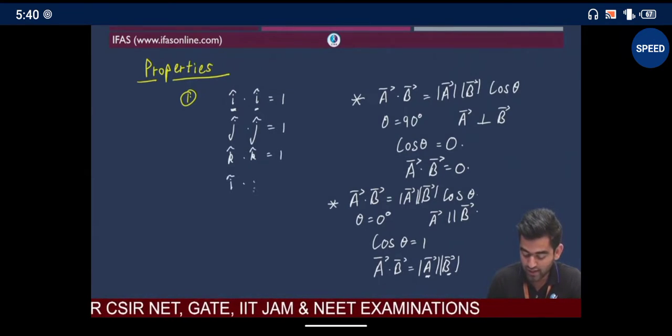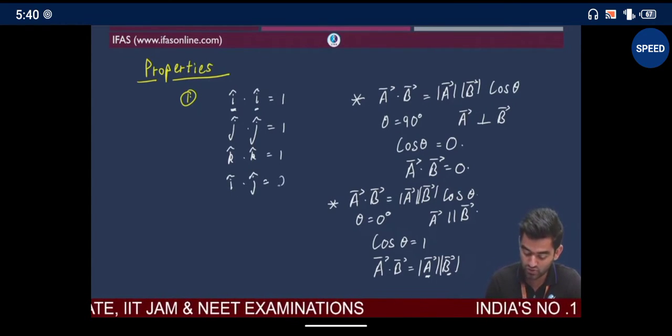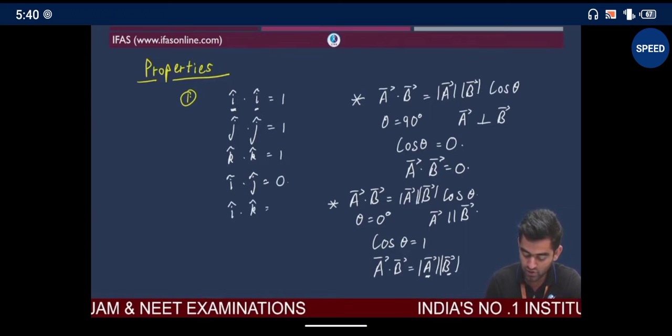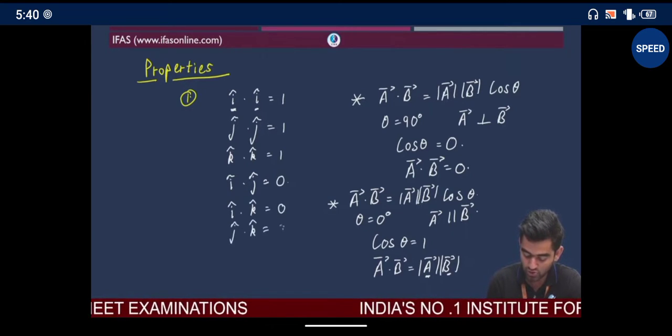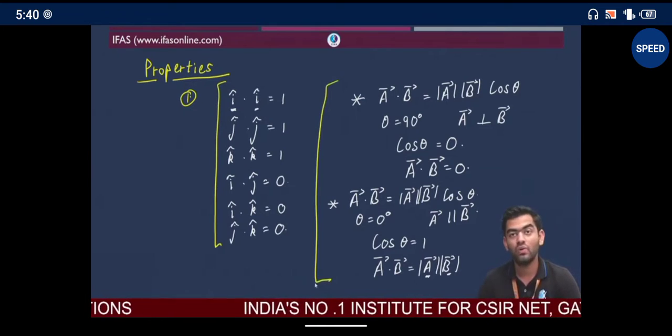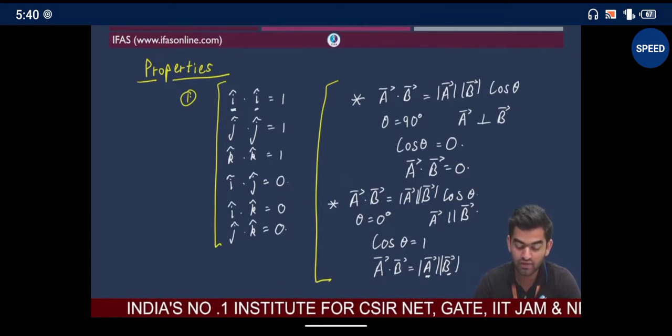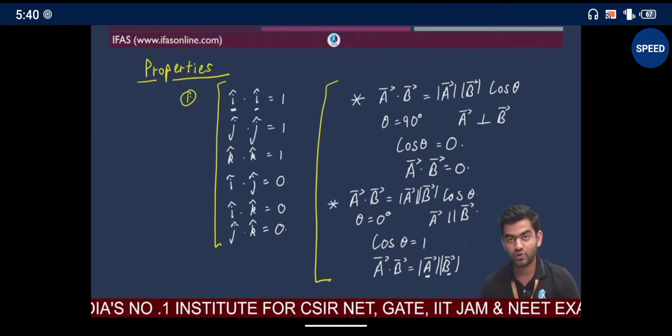Now let's talk about i cap dot j cap. These two are perpendicular to each other. I have proven this scenario as well, where a vector dot b vector is 0. So this is also 0. i cap dot k cap is also 0. Similarly, j cap dot k cap is also 0. Why is this so? Because I have proven here how these things are 0. I thought you might already have read about these things, so I'm covering them in this manner. That's how the dot product can be written.